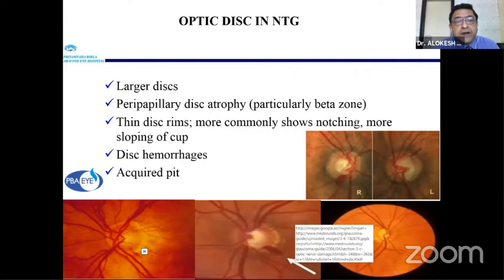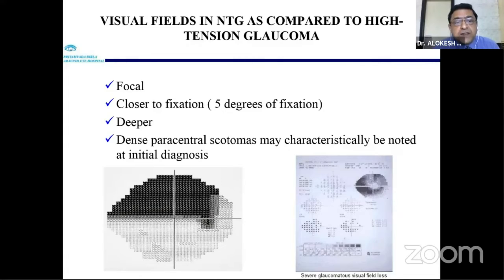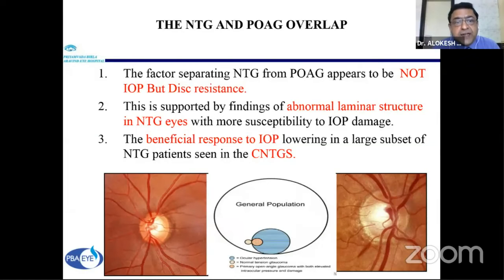They are typically described to have larger discs, peripapillary atrophy, particularly beta zones, and thin disc rims, and show more notching and more evidence of sloping of the cup and disc hemorrhages. The visual fields are focal, closer to fixation, within 5 degrees, deeper, and dense paracentral scotomas may be presenting factors.